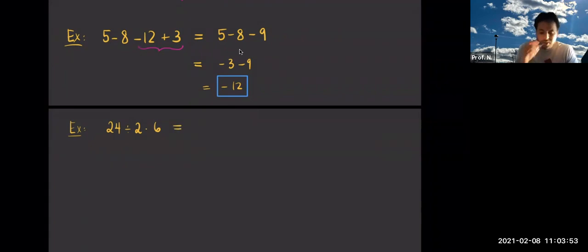Some people may be like, okay, I have to multiply first, right? I have to multiply first. So then they say 2 times 6 because I have to multiply first. That's what PEMDAS tells me. And that's 12. And then that's how you get to 2. But the problem with that is that this 2 is dividing the 24.